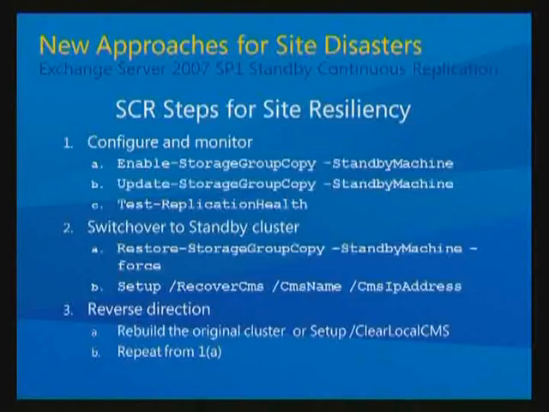And then when you need to go back the other direction, you would clear out what had been the source but had failed. You're going to make it a target. You're going to bring it up to date. You're going to clear it of any cluster configuration information it had, and then you're going to run setup recover CMS there and make that again the primary.